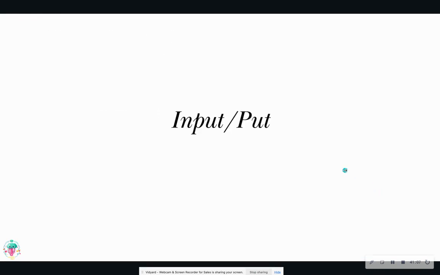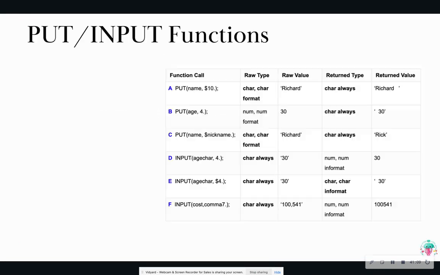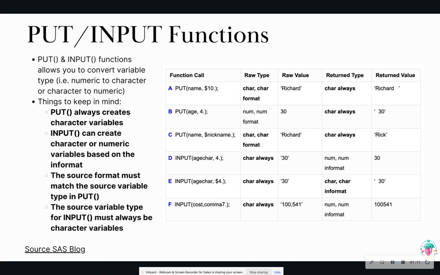So now let's talk about 2 functions, input versus put. And these are functions that I had to look at a lot when I was first learning this. So please, please, please go back and review these. But the put and input functions, all in all, are going to allow you to change the variable type. So you can change a numeric variable to a character variable or a character variable to a numeric variable, okay?